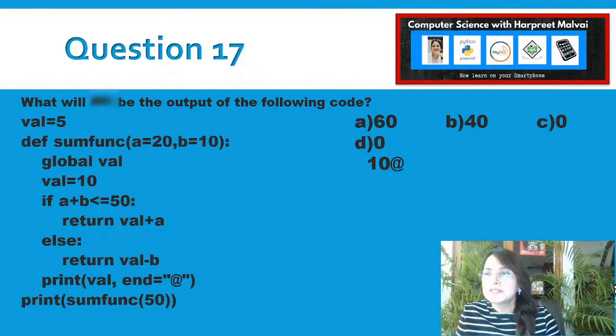Okay, Netra says C. Dharmendra says 60 at the rate. Okay. Arjun says D.